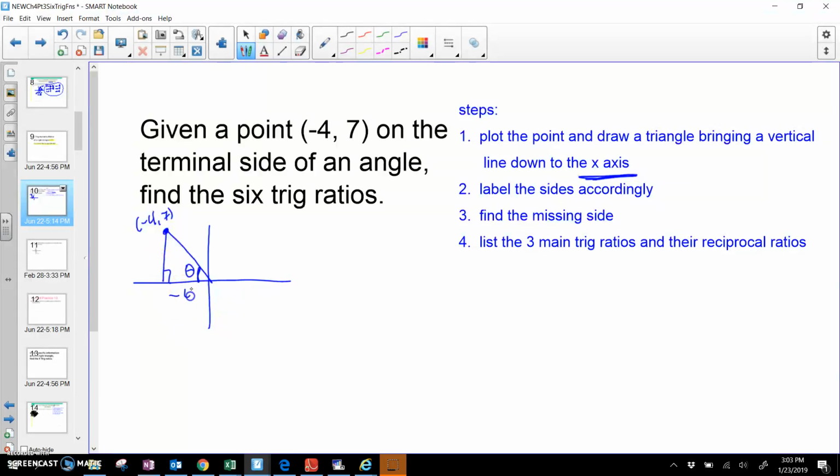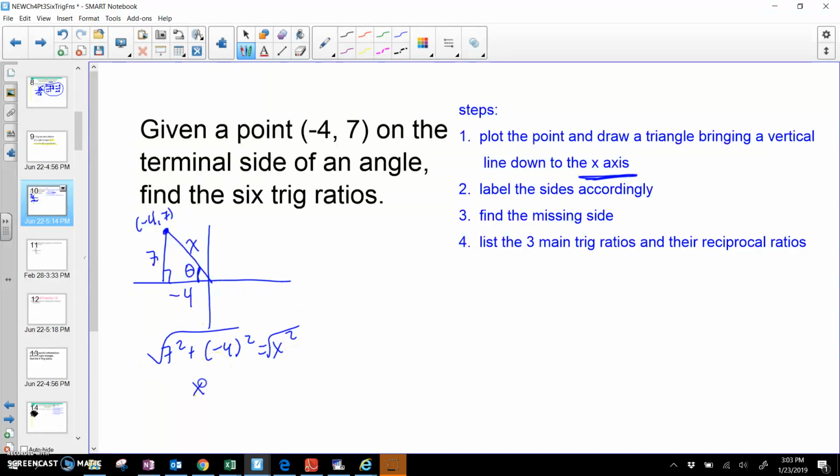Now this is a -4, and this is a +7. So again, we're going to have to deal with positives and negatives when dealing with this. Your hypotenuse, though, will always be positive. So now that I have 2 sides of a right triangle, I'm going to label the sides accordingly. So I did that, and now find the missing side. That's using 7 squared plus -4 squared equals x squared, square root both sides.